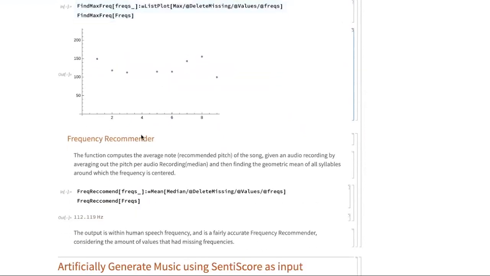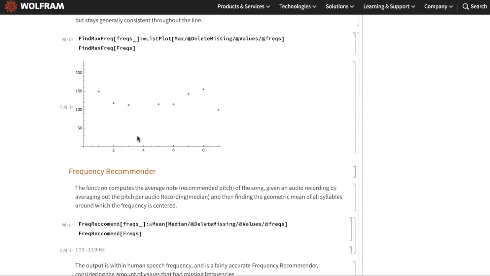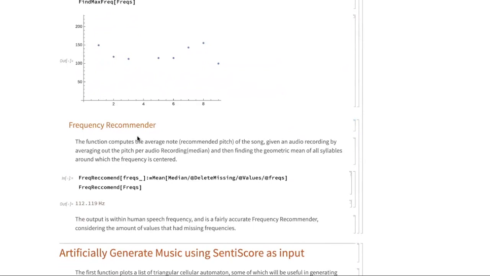Then I made the frequency recommender function, which was used on the data I gathered from my exploration. It was to find the average note of the song. This doesn't make a lot of sense if you think about how singers vary each note into different keys, but I aimed to understand the average pitch that the singer might have to sing at. Although there might be highs and lows in the song, it is an arithmetic mean of all the syllables around which the frequency was centered.